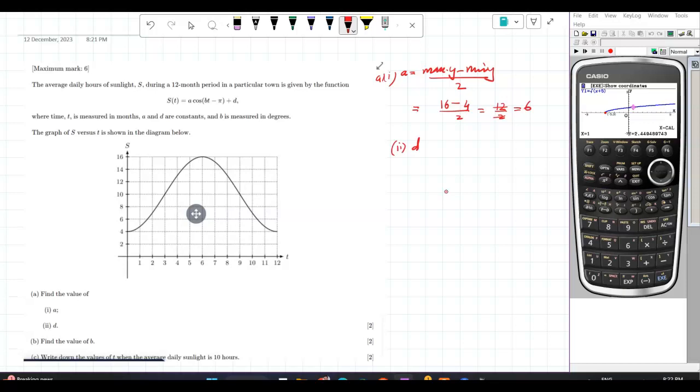How do you find out D? Max y plus min y divided by 2. So that's 10.